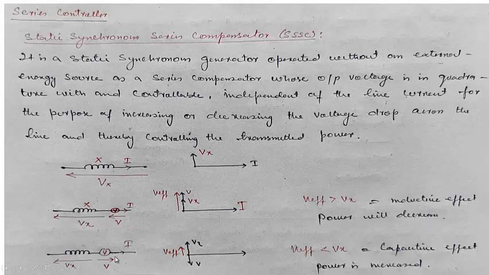Similarly, if it inserts a voltage source in the other direction, the total voltage drop will be equal to Vx minus V. You will see it will have a capacitive effect. So the total voltage drop will now be Vx minus V, so V effective will then be less than Vx. It will have a capacitive effect. And since total impedance or total reactance will be decreased, power transmitted will be increased. So this is what a static synchronous series compensator can do.